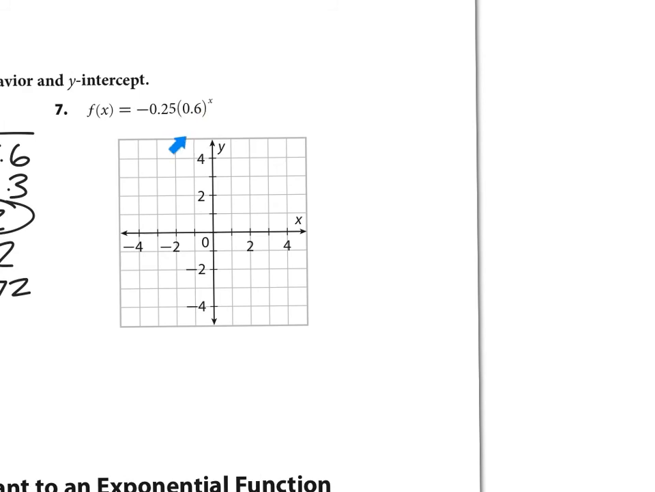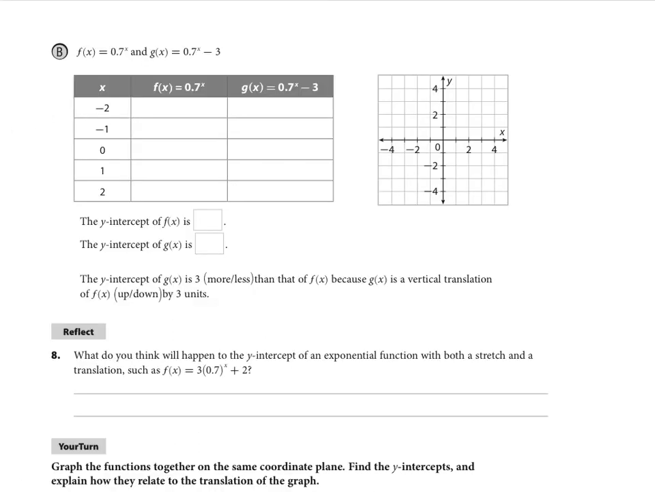I'm not going to do this one, but I am going to talk about what this does. It's going to make it decrease again, but the negative is going to flip it over. So when it flips it over the x-axis, it's actually going to go up. Because this is a number less than 1, it's going to compress it, which makes it wider, so it should be something like that. So again, just understanding those concepts.